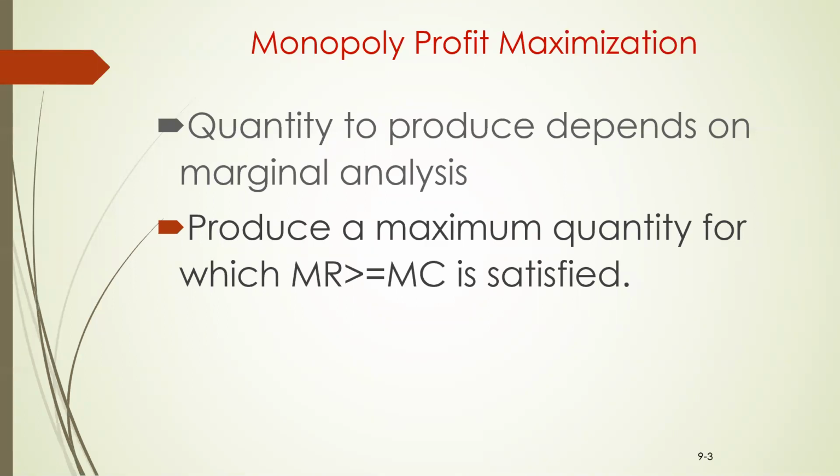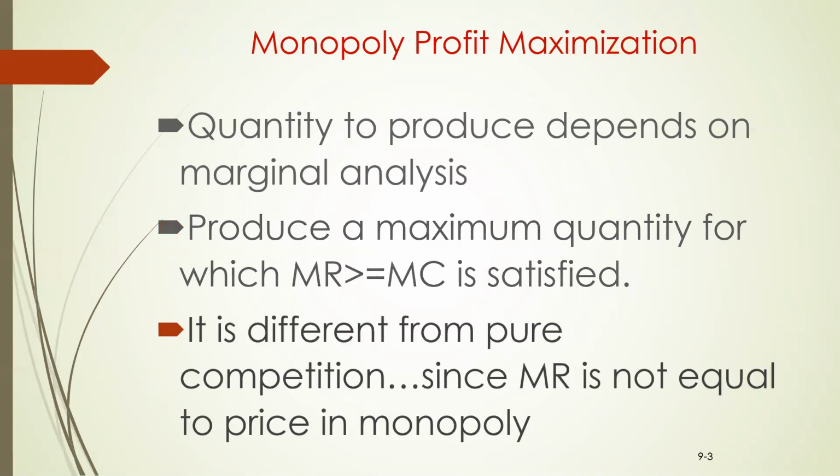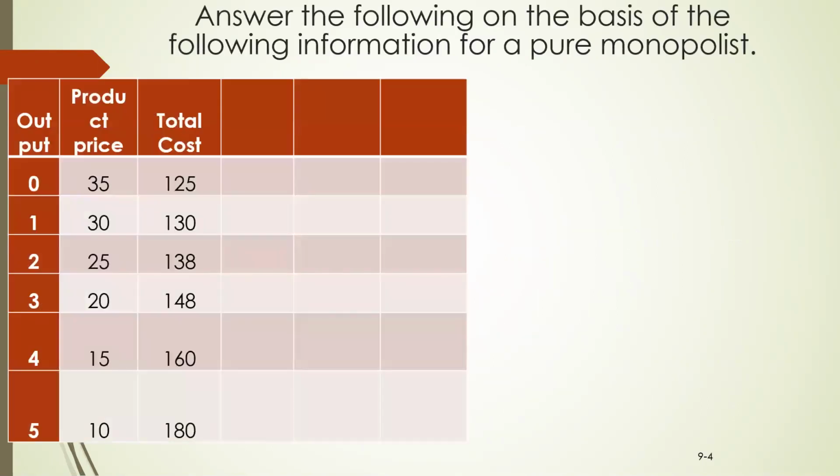Although we used a similar concept in pure competition, the difference here is that in pure competition, marginal revenue was equal to price, whereas in monopoly, marginal revenue is not equal to price. Now, let's look at an example here.